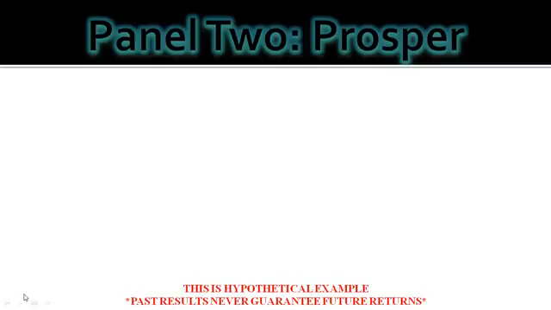Now, panel 2. These are hypothetical examples, guys. Remember, past results never guarantee future results. This is hypothetical. This is based on past history and track record.